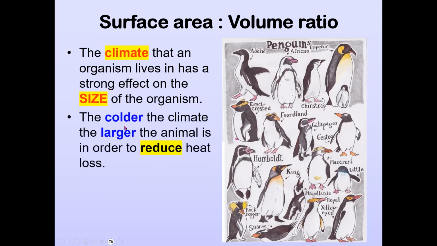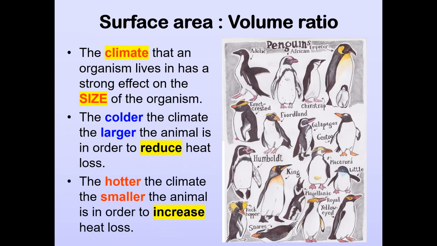So the colder the climate, the larger the animal, and that's to reduce heat loss. The hotter climate, the smaller the animal, to increase the heat loss. So someone's going to ask me, what about the elephants? Well, elephants have got this. We've got two types of elephants in the world, the Asian and the African. Now, Africa is hotter and drier than Asia. The Asian elephant is smaller than the African elephant.